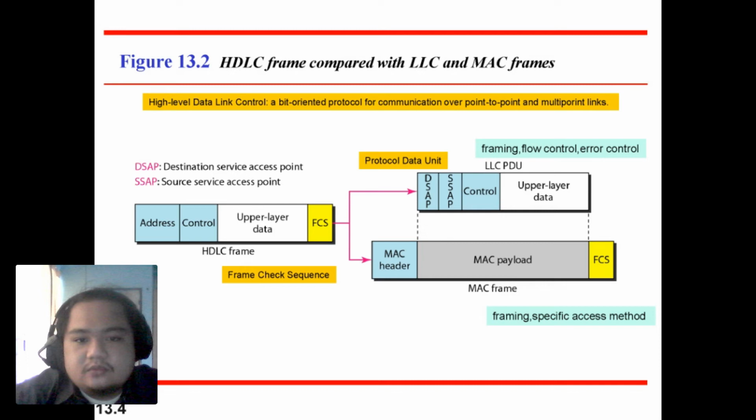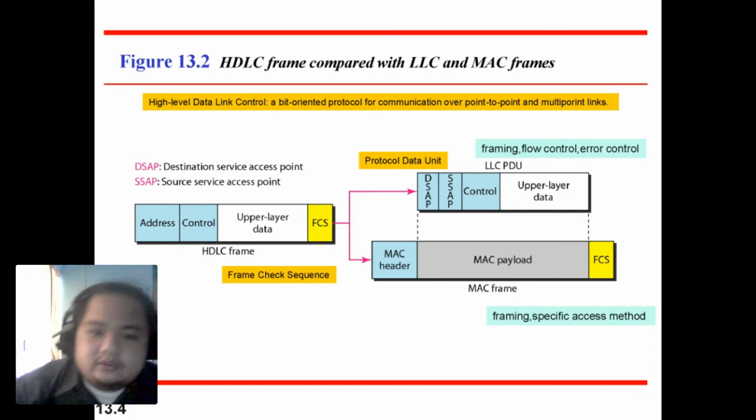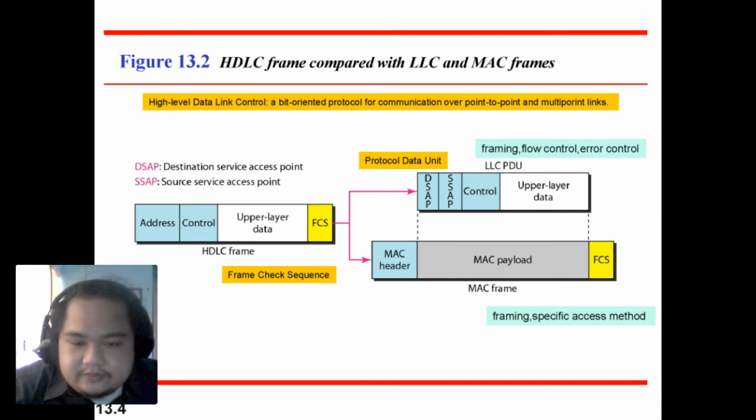HDLC frame compared with LLC and MAC frames. HDLC is high-level data link control, a bit-oriented protocol for communication over point-to-point and multipoint links. DSAP means Destination Service Access Point, and SSAP means Source Service Access Point. They address the upper layer control, and FCS is the frame check sequence.